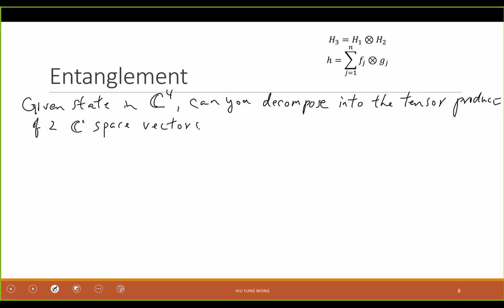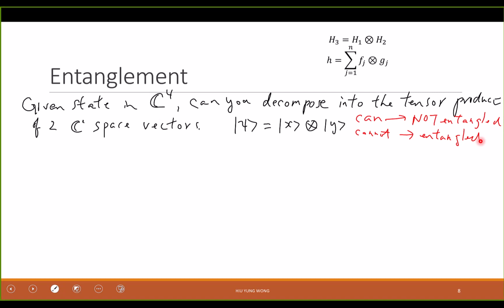Okay, that is like this. Psi, can I write it as X tensor product Y? If you can, then it is not entangled. If you cannot, then it is entangled.